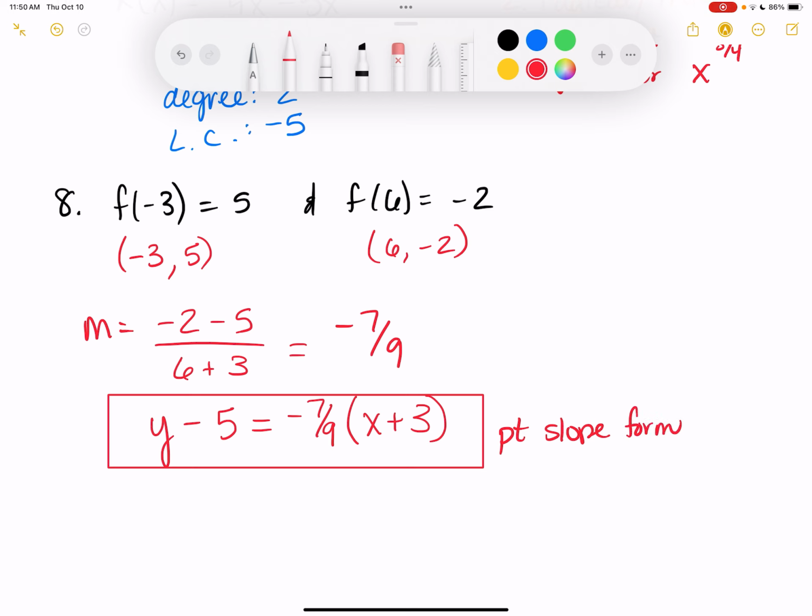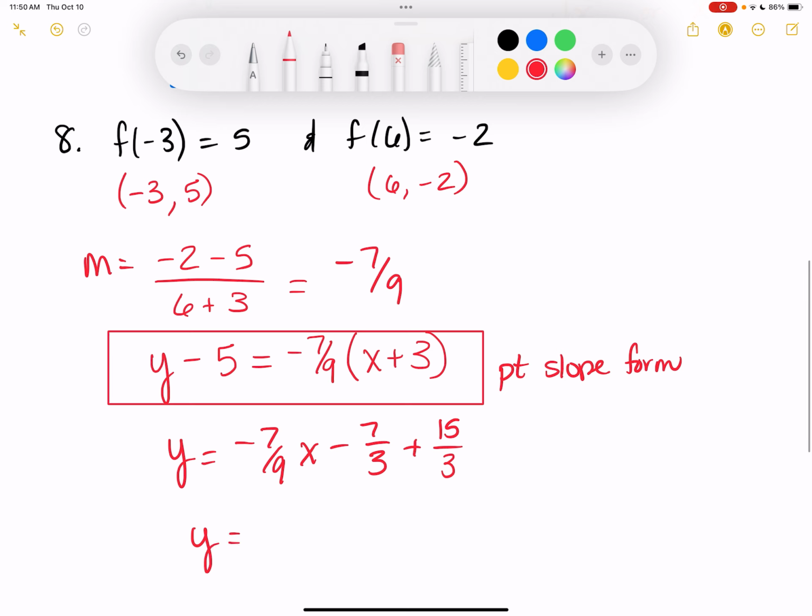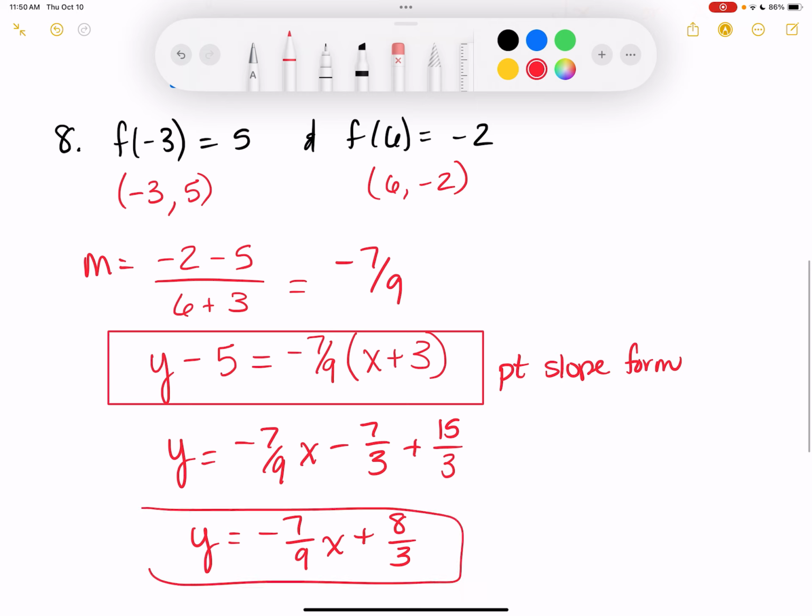If I want to take it to slope-intercept form, I'm going to have y equals -7 over 9 times x minus 7 over 3 plus, I'm going to go ahead and put this 5 over 3, so 15 over 3. So y equals -7 over 9 x plus 8 over 3. So this is in slope-intercept. I don't care which one you leave it in.